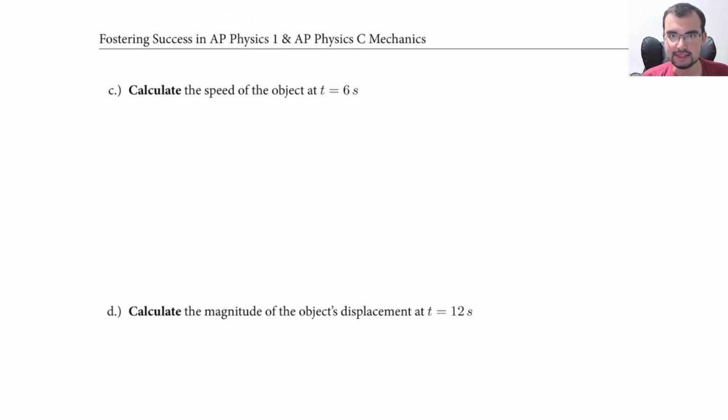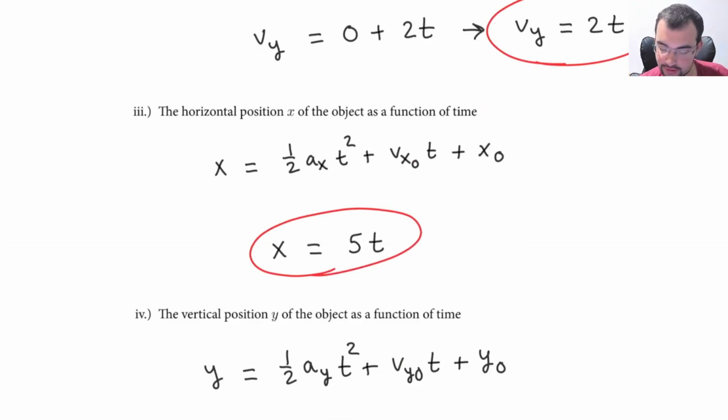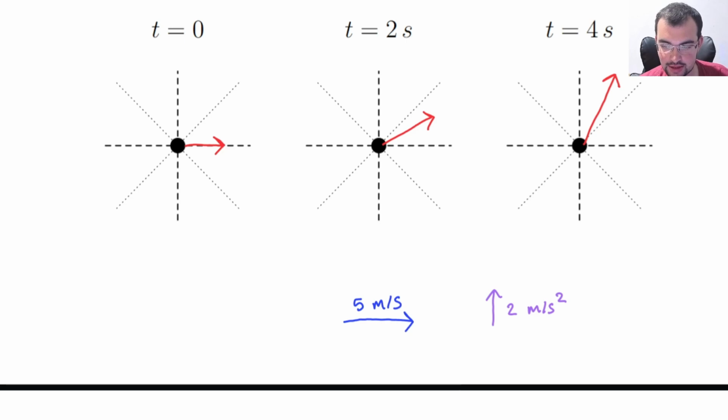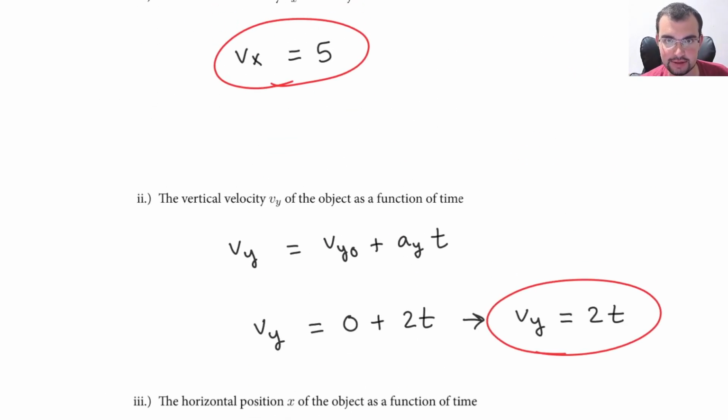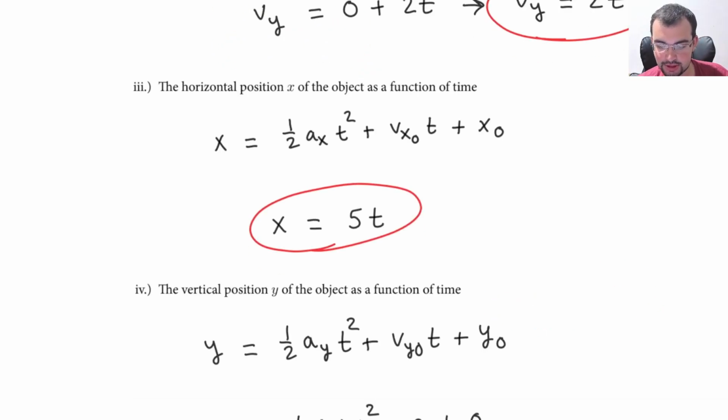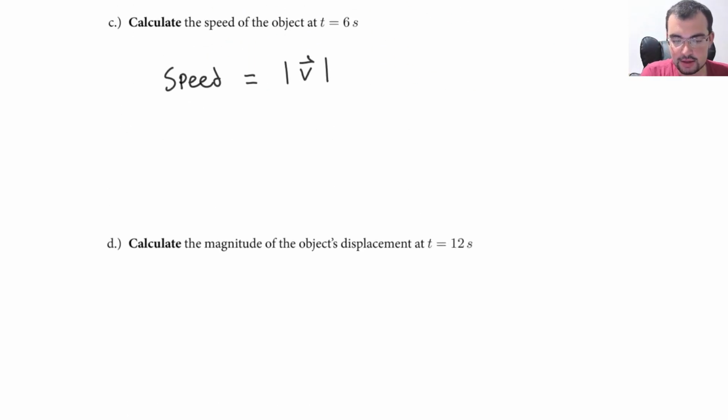Calculate the speed of the object at t equals 6 seconds. So what is the speed? The speed is the magnitude of the velocity vector. So we need to figure out where the velocity is, and then use the Pythagorean theorem on that vector, because we said it's going to become angled. Well, luckily we have functions that we can plug in to get our speed at a given time.